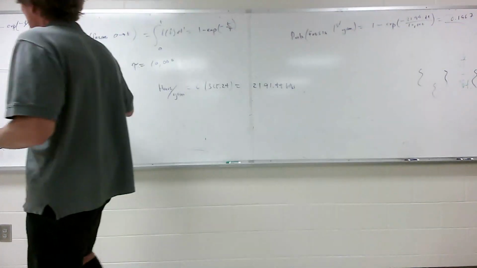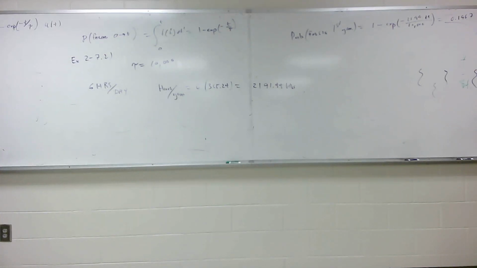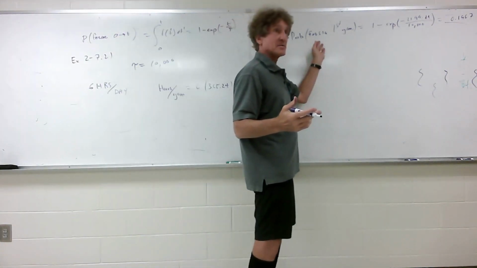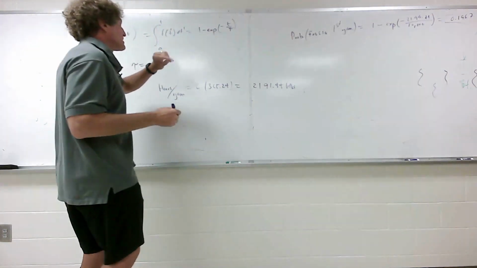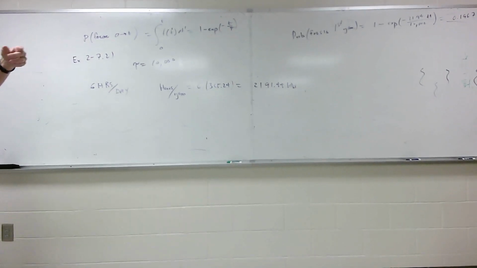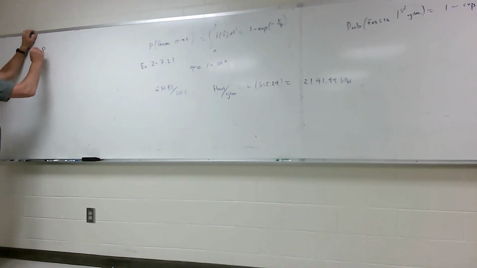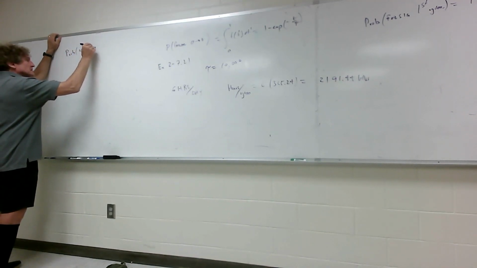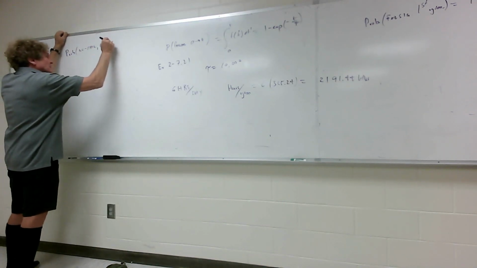Now, the next part is what? The next part of the problem is, what is the probability of no failure within 5 years? All right, how do you do that one? Now look, this is the probability it fails. Matter of fact, this is the probability it fails from 0 to t. The probability of no failure to time t would be 1 minus that, right?